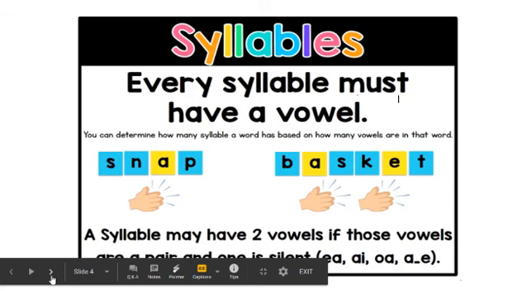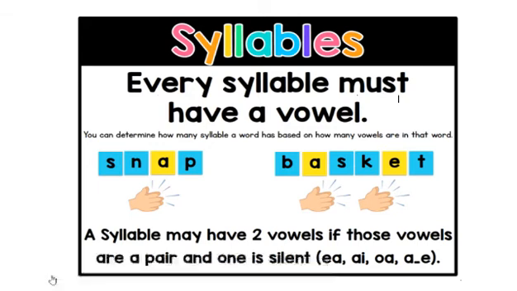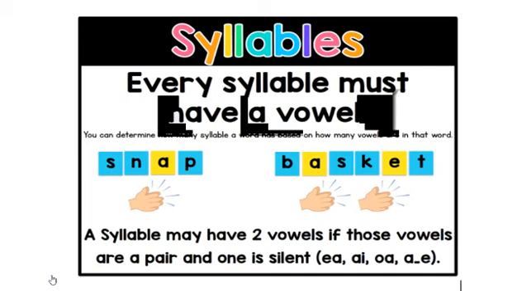Before getting to know more about the forms of comparison, I need to make sure that every one of you knows what syllables are. Every syllable must have a vowel sound. You can use the clapping technique to help you, as we used to do in class. Here we have two examples, snap and basket. Snap is composed of one syllable since it has only one vowel sound. Basket is composed of two syllables because it has two vowel sounds.